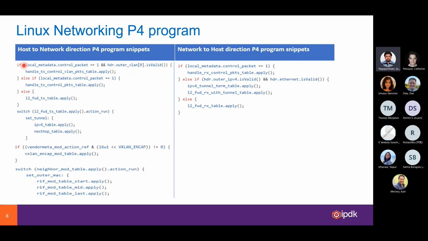So this is a snippet of the TX pipeline, where any packet that needs to go from an overlay network or underlay network will hit one of these rules and then go out of your box. If it is a control plane packet, it will hit your TX control VXLAN packet or TX control packet. If it is coming from OVS to VM, it will hit the TX control packet table, or if it is any other data packet, it will hit your L2 forward TX table, and subsequent tables will be hit based on whether it is an overlay packet or underlay packet.